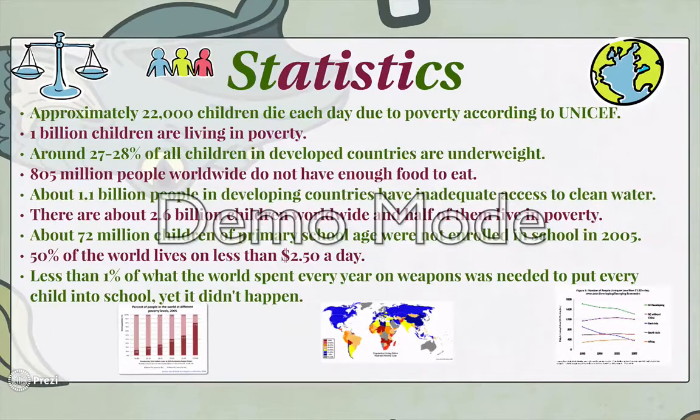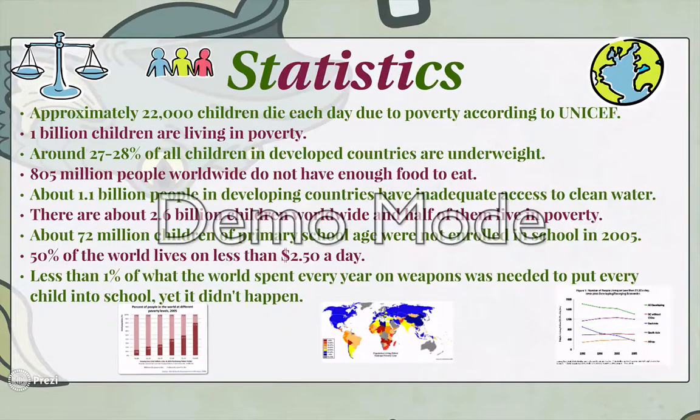Statistics. Approximately 22,000 children die each day due to poverty. 1 billion children are living in poverty. Around 27 to 28% of all children in developed countries are underweight. 805 million people worldwide do not have enough food to eat. About 1.1 billion people in developing countries have inadequate access to clean water.